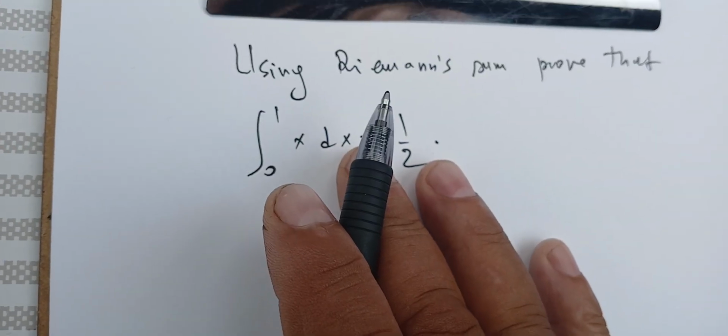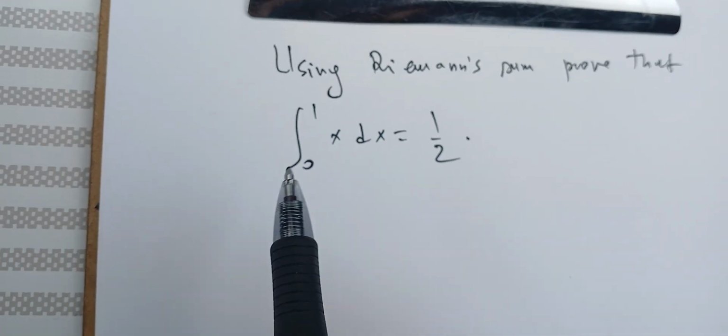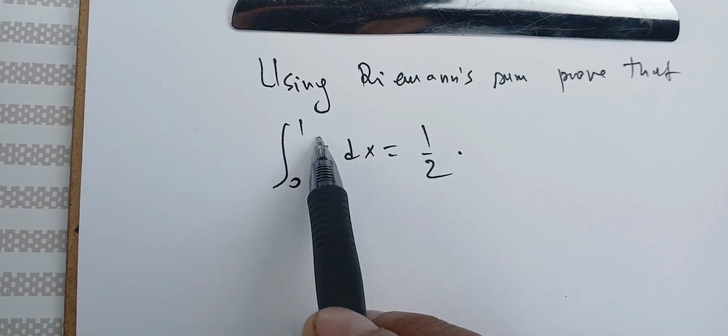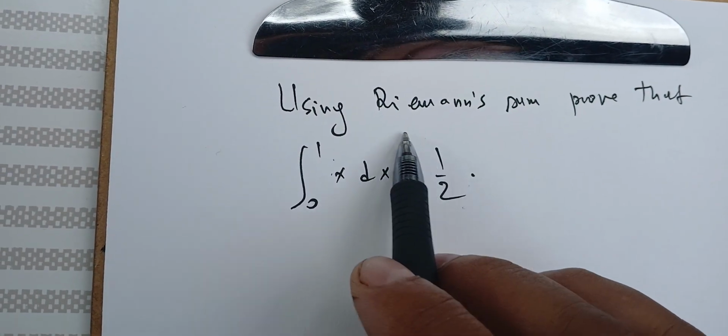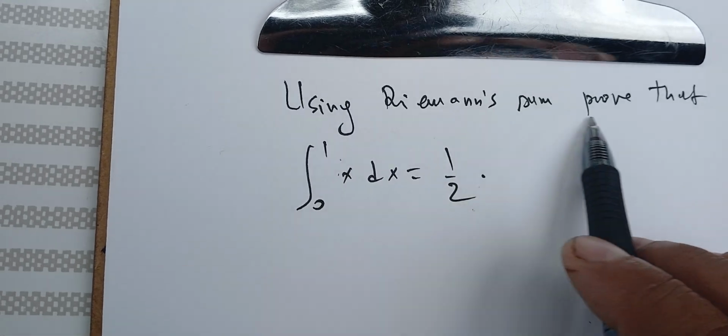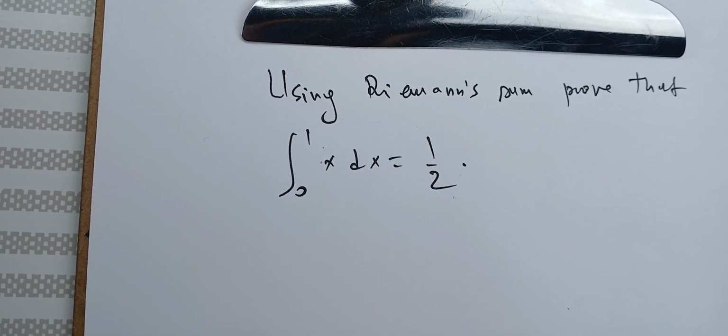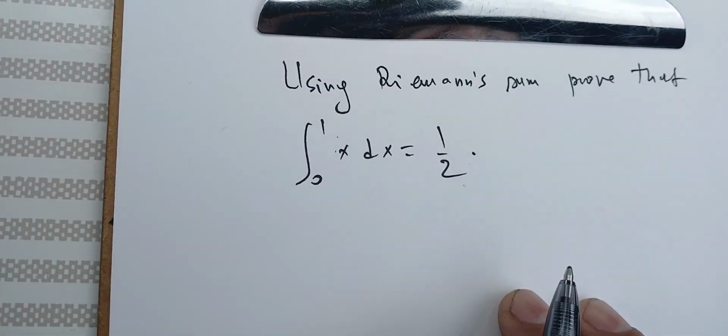Now we're going to prove that the integral of x dx between 0 and 1 is 1/2. But we are not going to use anything other than Riemann's sum. Okay?